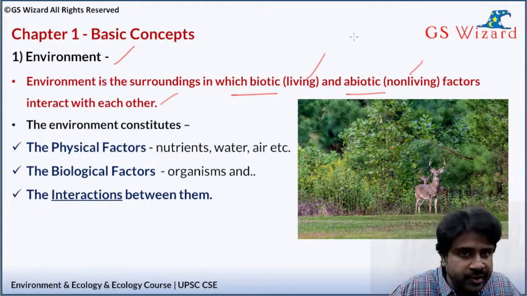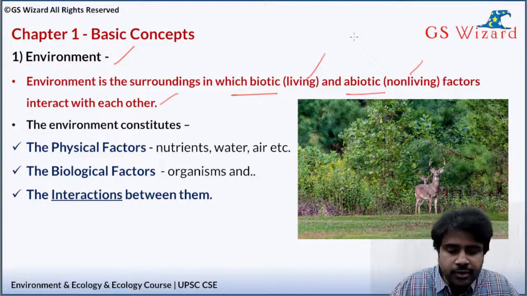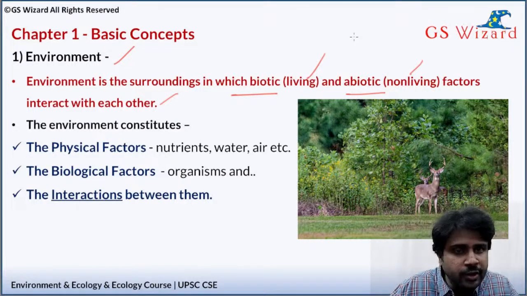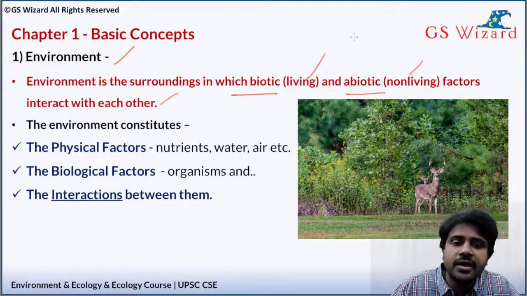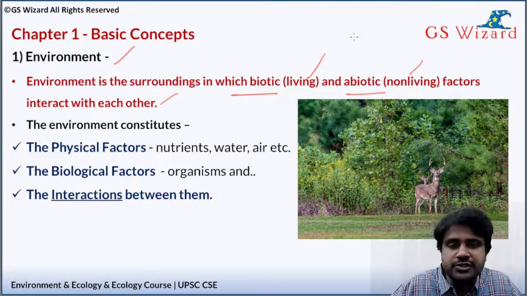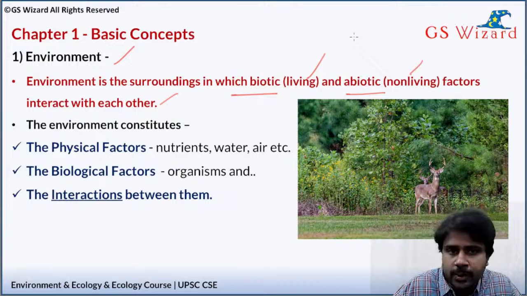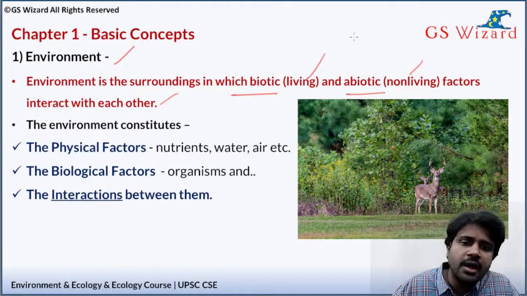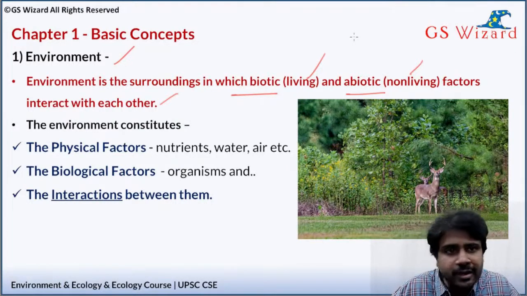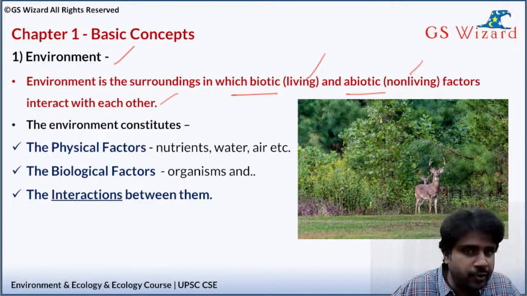Air is a non-living thing. And you're sitting on a chair, I'm sitting on a chair. That means we are interacting with the chair. We are applying weight on the chair. And also, the living things interact with each other. So, environment is nothing but the surrounding space in which we find both living things and non-living things, and they are interacting with each other. The living things are called biotic, and the non-living things are called abiotic.